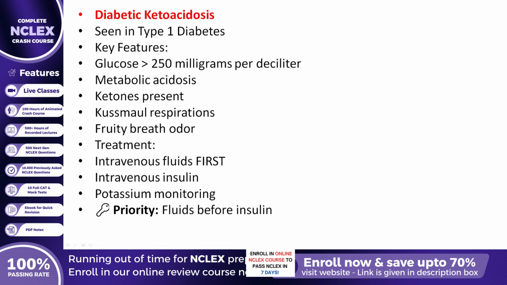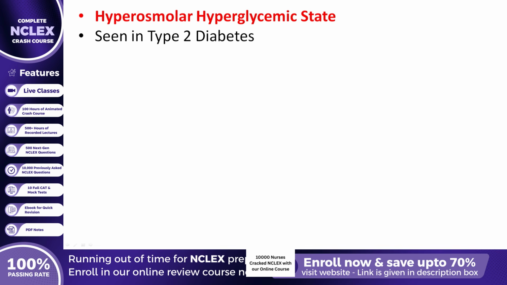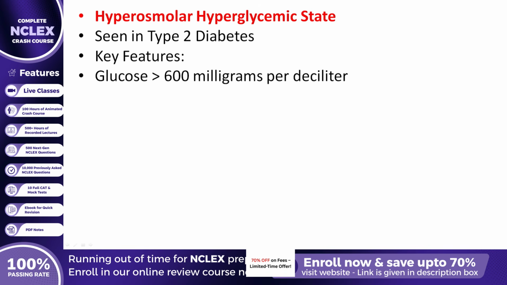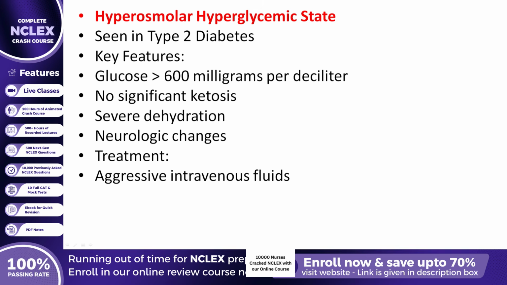In contrast, hyperosmolar hyperglycemic state occurs primarily in type 2. Here, blood glucose levels may exceed 600 milligrams per deciliter. However, because some insulin is still present, ketosis is minimal or absent. Instead, profound dehydration and neurological changes dominate the clinical picture. Treatment again centers on aggressive intravenous fluids, insulin infusion, and electrolyte correction.